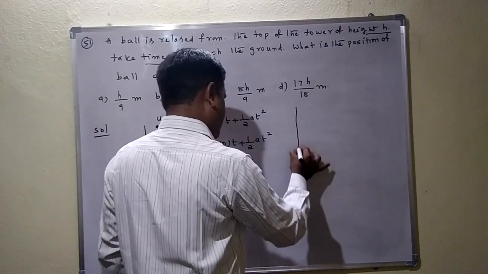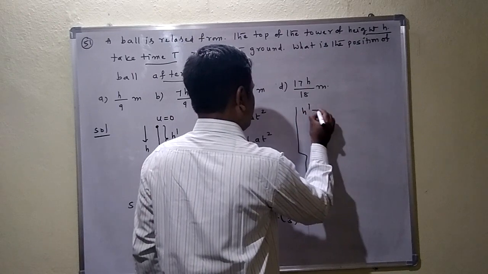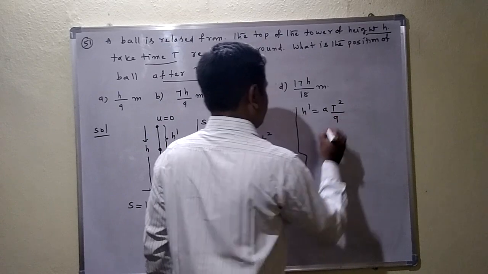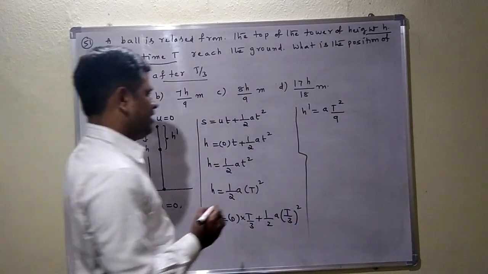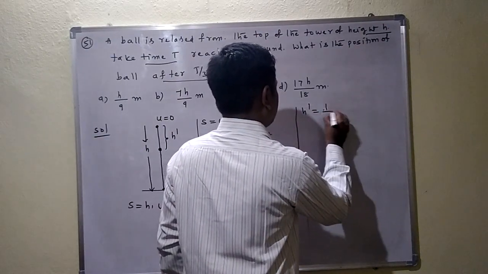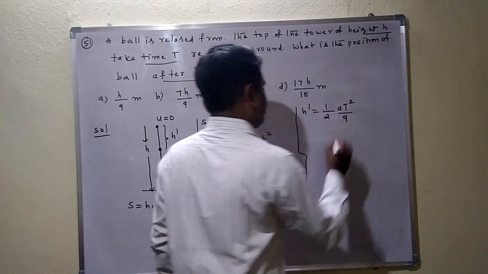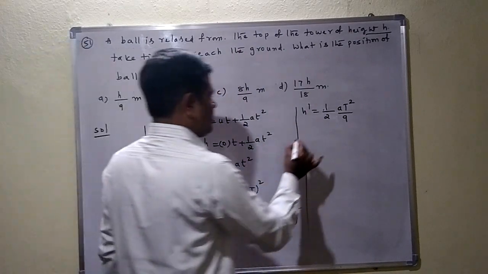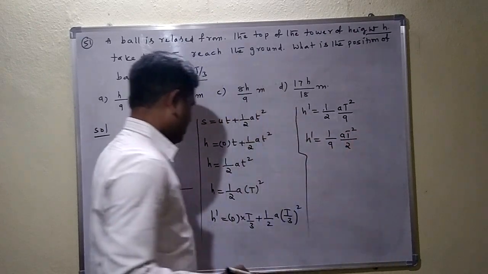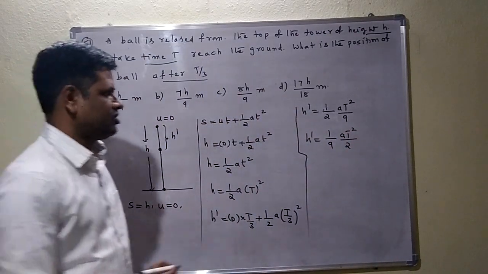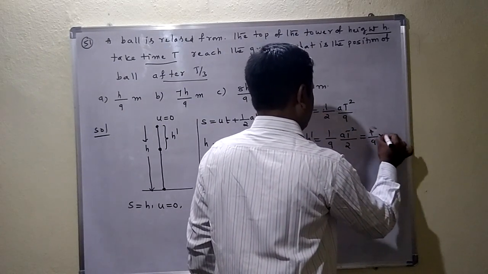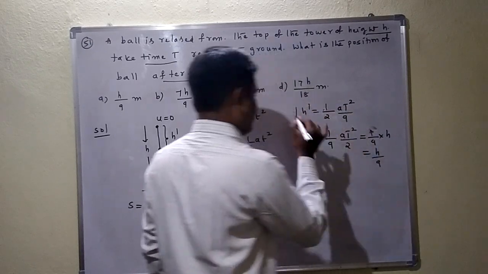From this we can get h' = a t² / 9. Now from this we can take a t² / 9; here there is a half, so it is half into a t² / 9. From this, h' = 1/9 into a t² / 2. Here a t² / 2 we already know is h, so this is considered as 1/9 into h, which is h/9. This is what we are getting as h'.